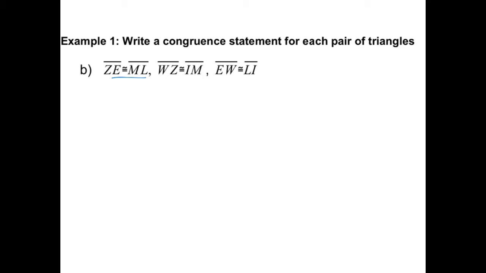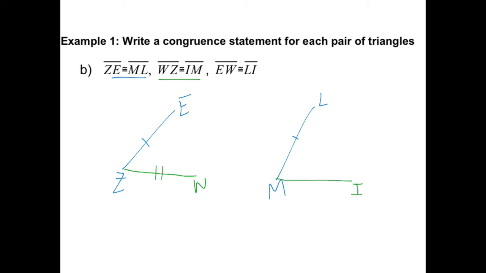When you are given all side congruencies, I think this is the easiest one to draw because it certainly sets things up fairly straightforward. So side ZE is going to be congruent to side ML. So random sides marked with congruency. WZ, okay, well W to Z, so notice how I started out there. WZ and then I to M, so label that with an I and congruence. And the last one, EW, is congruent to LI.